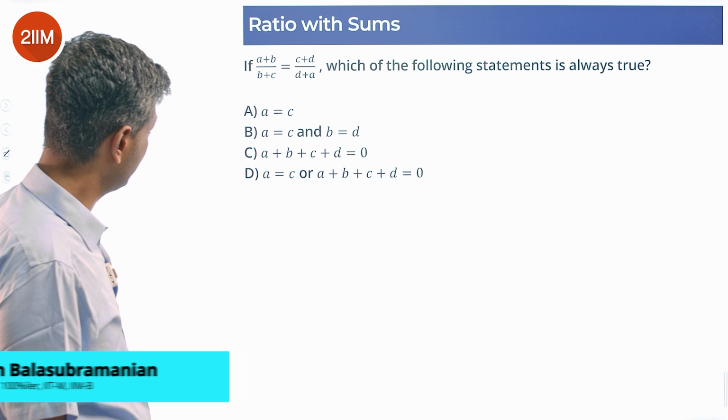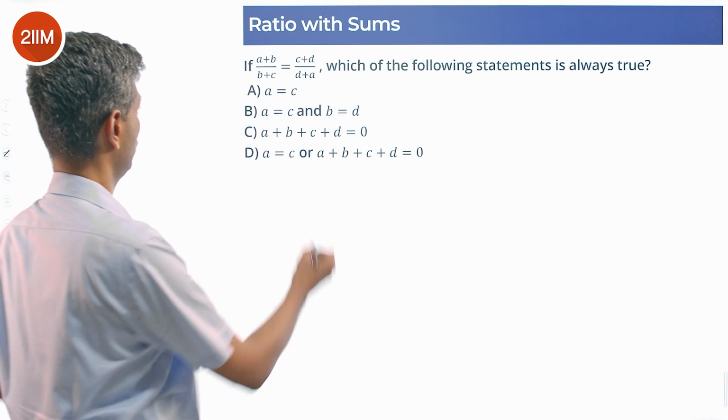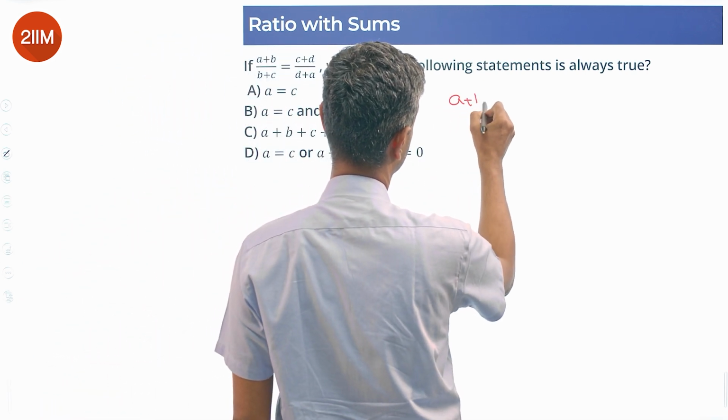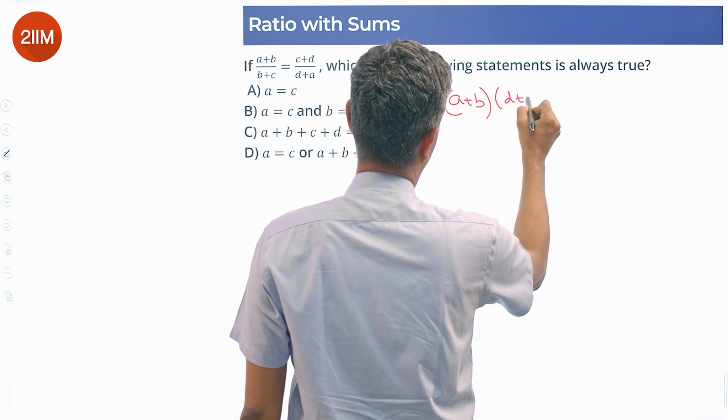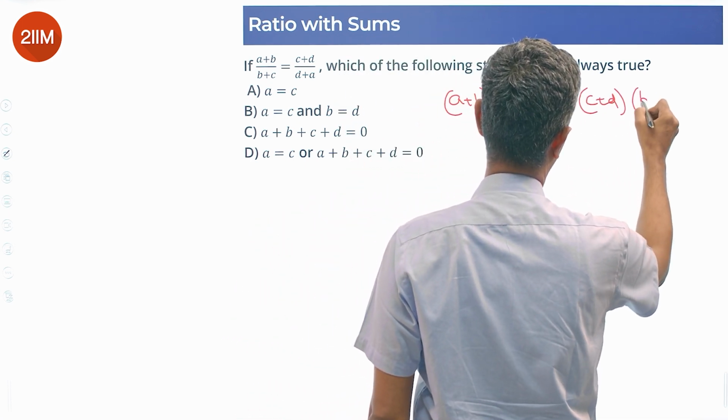(A + B)/(B + C) = (C + D)/(D + A). Which of the following statements is always true? I'm going to use this: (A + B) into (D + A) equals (C + D) into (B + C).